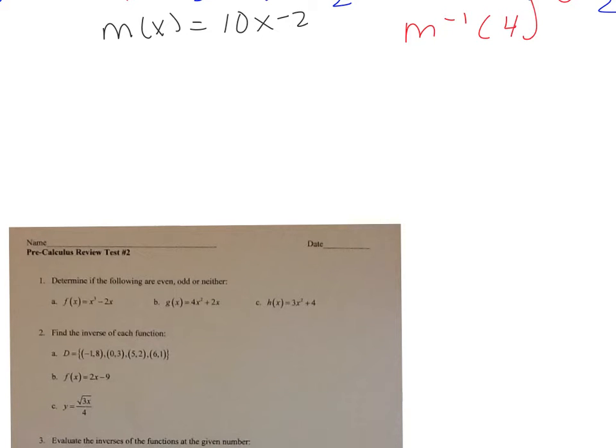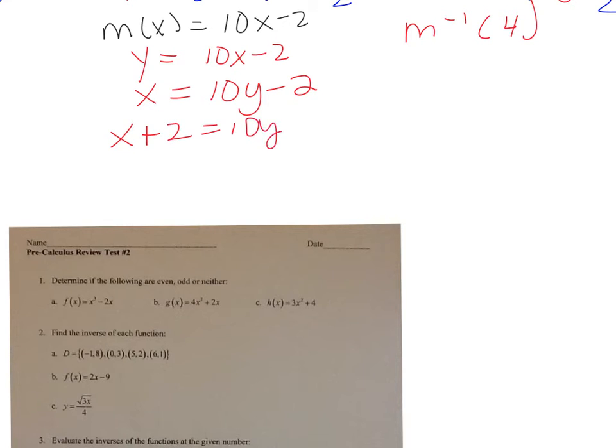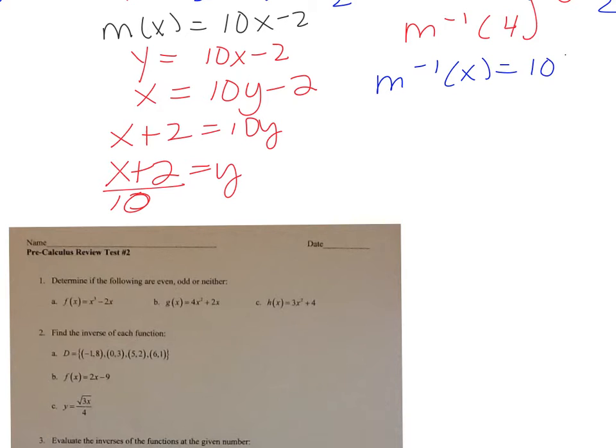All right, so I change to y equals 10x minus 2. Switch x and y. X is equal to 10y minus 2. You can put it in y equals form. You don't have to, but I'm going to. So I have x plus 2 equals 10y. Divide by 10. X plus 2 over 10. So there's my inverse of m of x, which is equal to x plus 2 over 10.